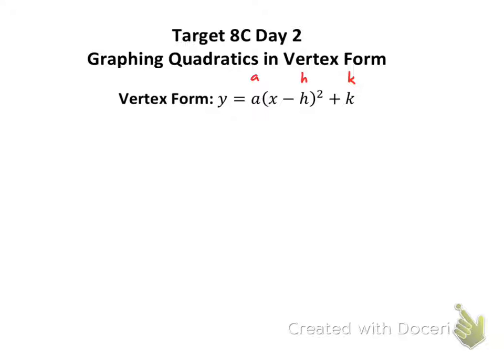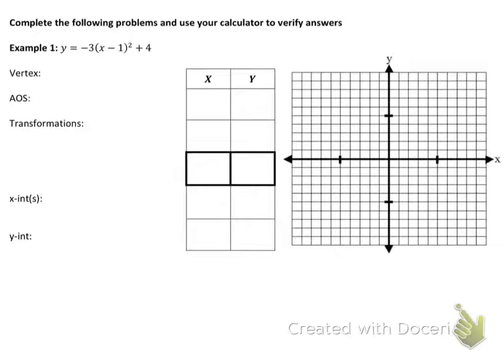However, this is called vertex form because our vertex is given to us. The coordinates of the vertex are h comma k. Now the h term is what follows the subtraction sign, and the k term is what's at the very end. All right, so let's see, what does this look like? We've got y equals -3. We've got this quadratic right here.